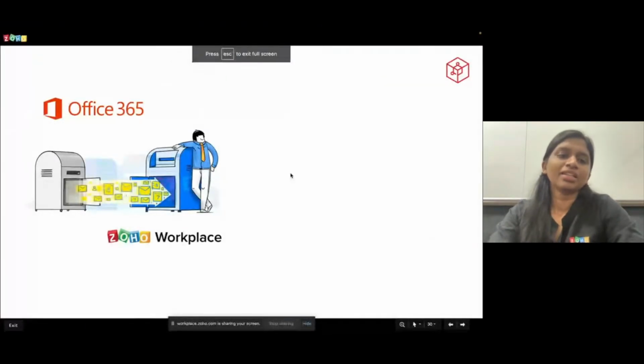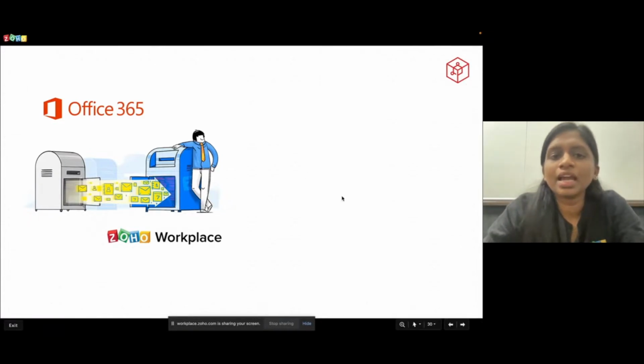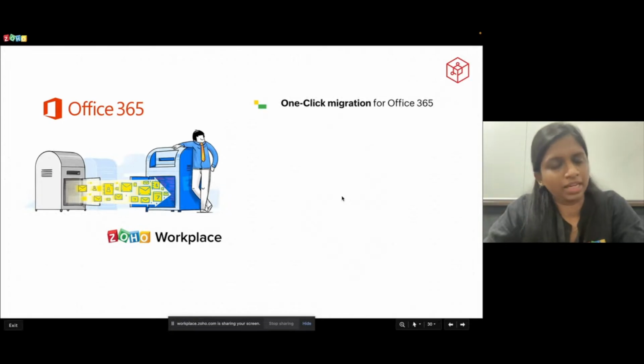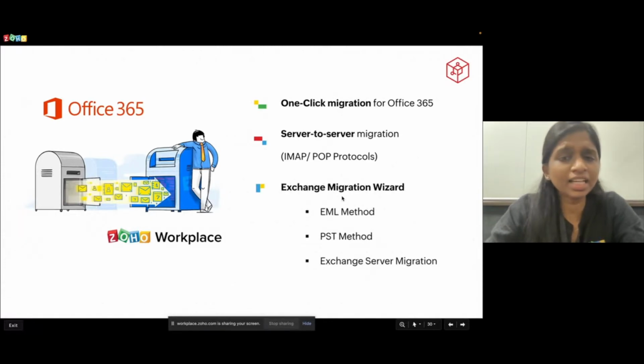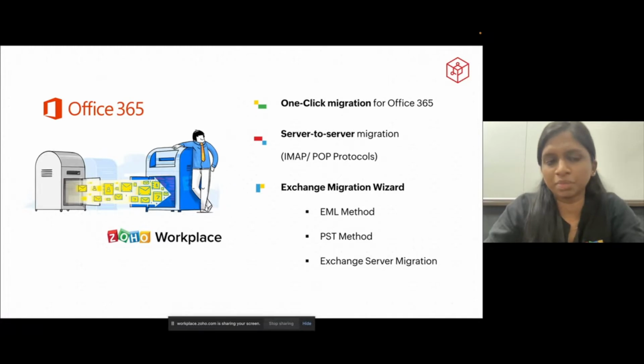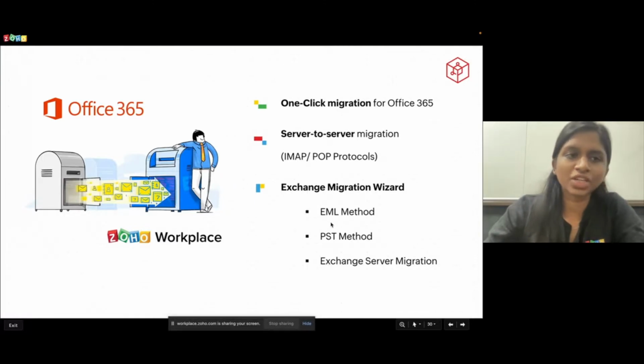All right. So to begin with, in order for you to migrate your data from Office 365 to Zoho Mail, which is the essentiality of this webinar, you have three different methods through which you can do that. The first method will be one-click migration, and then the next will be server-to-server migration, and then the last will be Exchange Migration Wizard. It is a tool that you can use to migrate your PST files to Zoho Mail. It can also enable you to migrate the data in the format of EML, and it also enables you to migrate your data from Exchange servers.